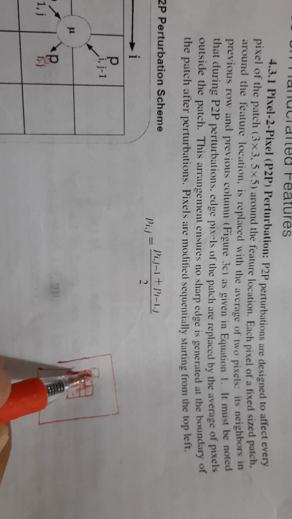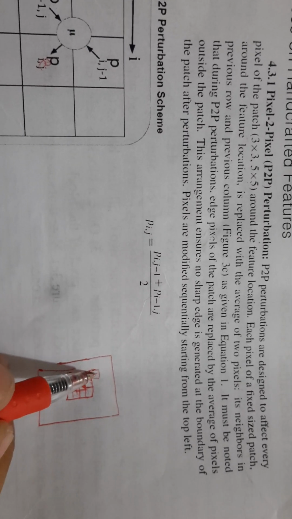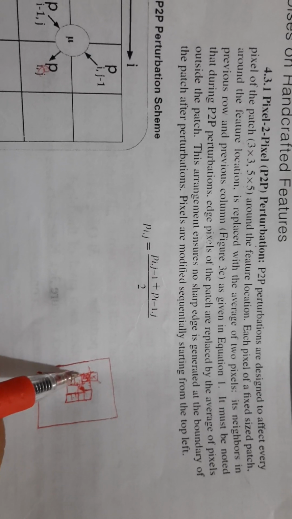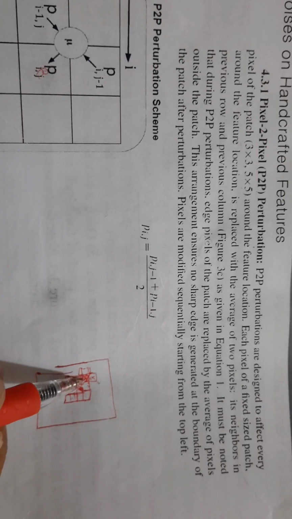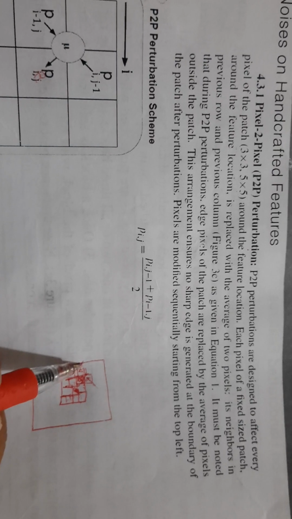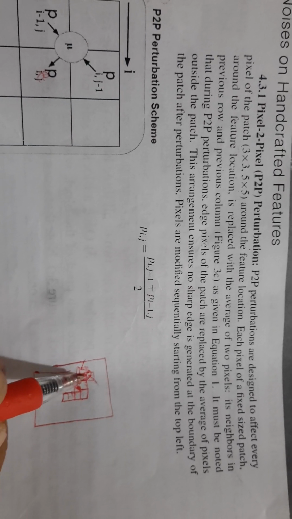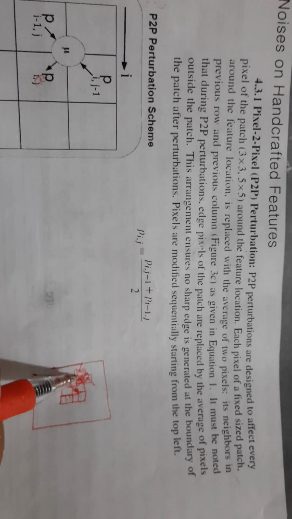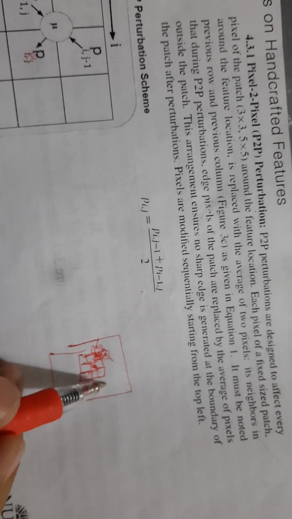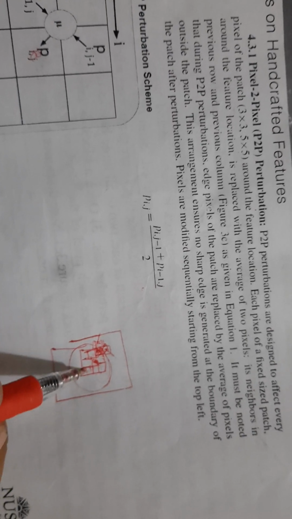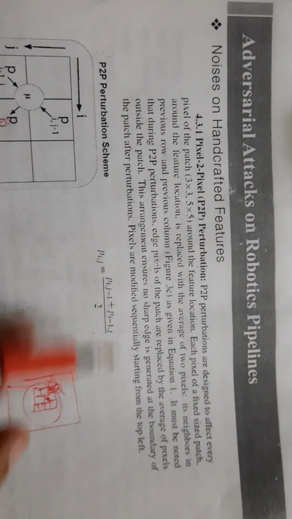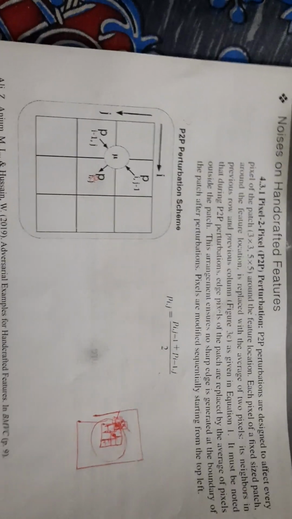They used the value of this pixel, and the pixel above this one, and the immediate left pixel to this one. They averaged the value of here and here, and replaced this value with the average of these two pixels, using this formula. And they did this with each pixel in this 3x3 kernel or 5x5 kernel, and they managed to deceive the SLAM this way.